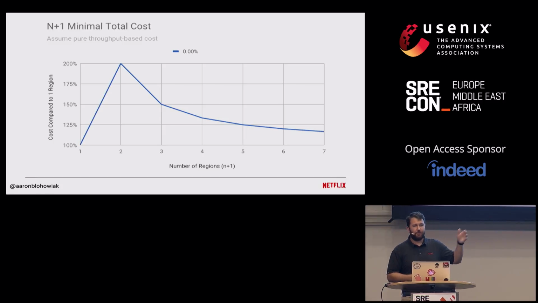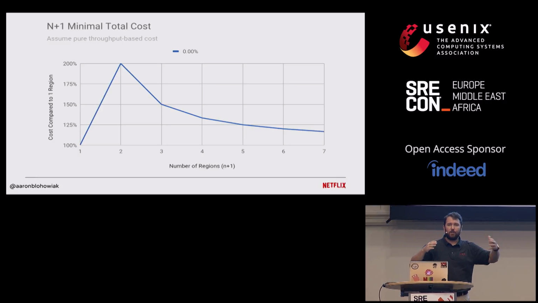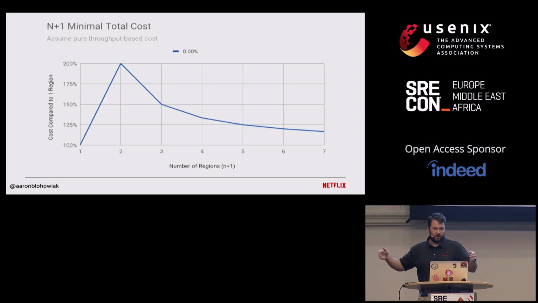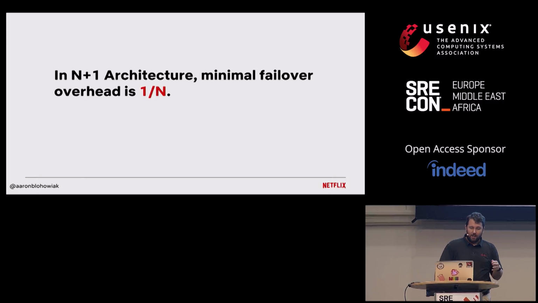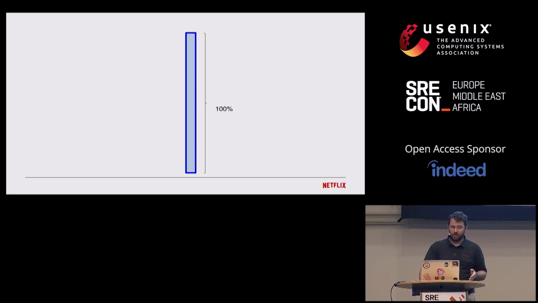So at one region, we have no increased availability, but only 100% of cost. With two regions, either one needs to support 100% of traffic. With three, any two need to equal 100%. So you get 3 times 50 equals 150. With four, any three need to equal 100%, et cetera, et cetera. So you get this nice sublinearity, if your application's cost were exclusively throughput. So in an n+1 architecture, the overhead's 1 over n. And the cost is 100% plus 1 over n. Again, that's only if your costs were purely throughput-based.